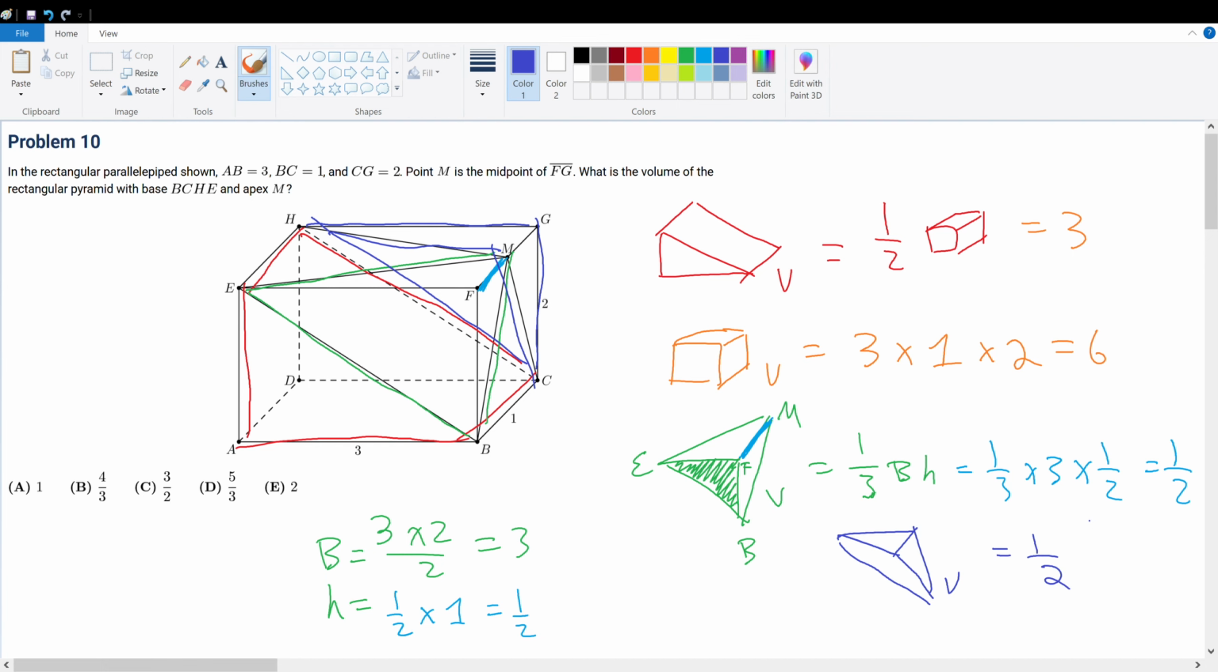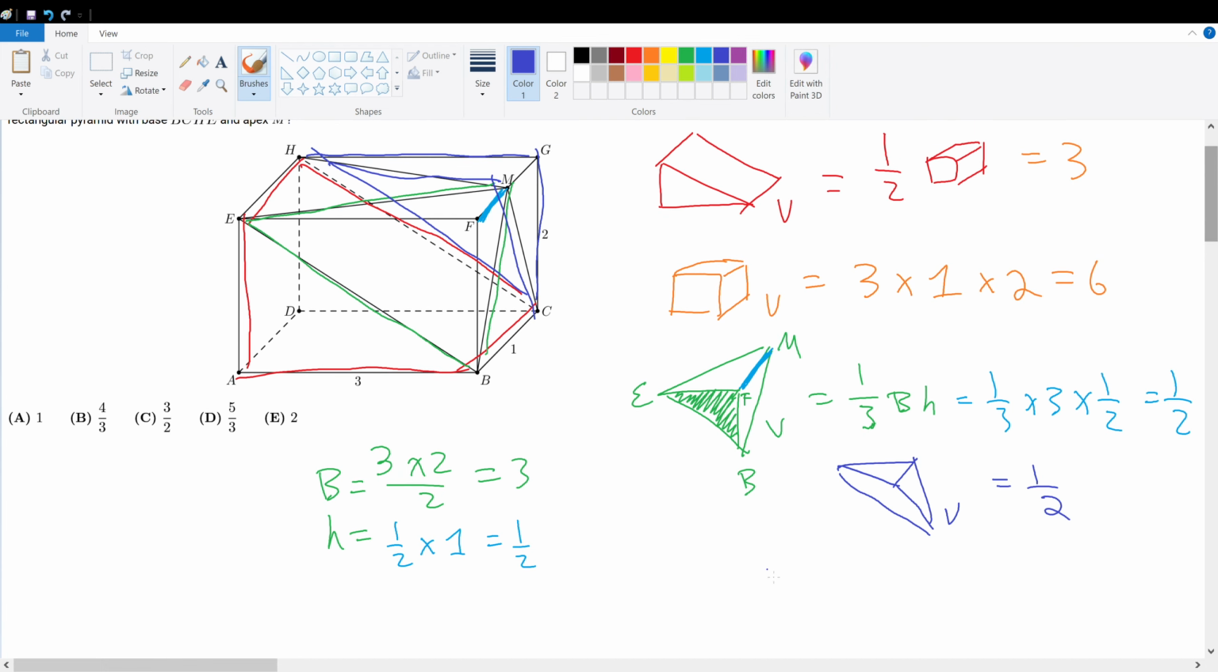Now with this, remember, you have to have a healthy amount of intuition, right? You can't just keep solving it. And if you were to solve it again, you realize that they share the same base area, they share the same height, therefore they would have the same volume. But nonetheless, what is our volume of this shape right here? Well, that volume would be equal to 6 minus 3 minus 1/2 times 2, which is the same thing as 3 minus 1, which is 2. So your final answer would be answer choice E.